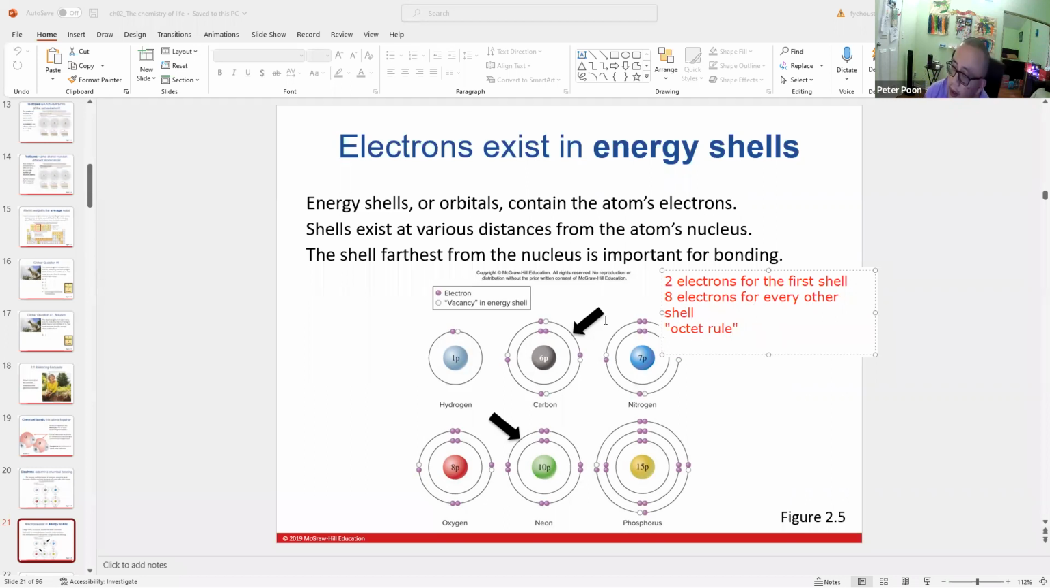So for example, there are 2 electrons in the first shell here. Hydrogen has only 1, so there's 1 bond that needs to be formed. There should be 8 around carbon, but there's only 4 there, so 4 bonds need to be formed. If I look at oxygen, it should be 8, and therefore it's missing 2, so 2 bonds need to be formed, etc.